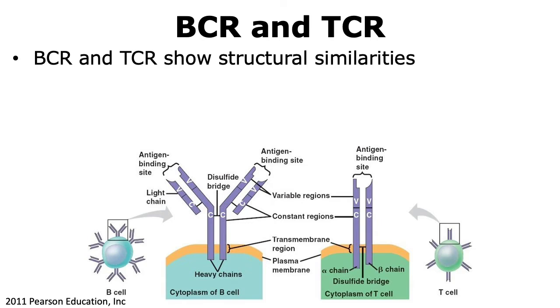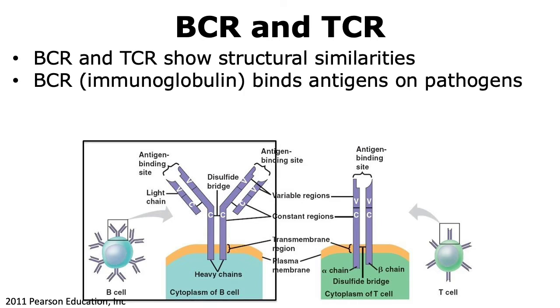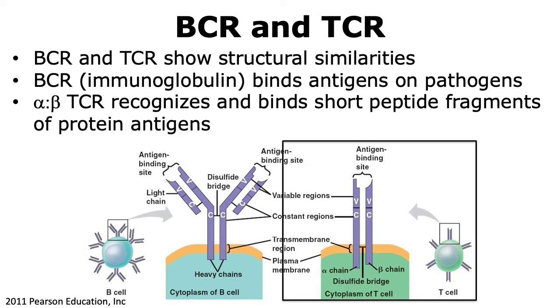Let us now look at the BCR and the TCR side by side. So the BCR is the B cell receptor, and the TCR, which is the T cell receptor, they both show structural similarities. Now the B cell receptor is the one that is found on B cells and is also called the immunoglobulin. It is able to recognize and bind to antigens present on pathogens.